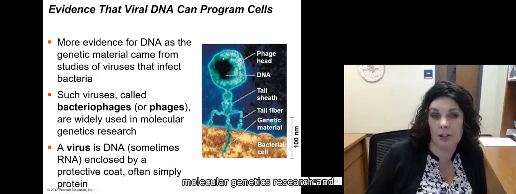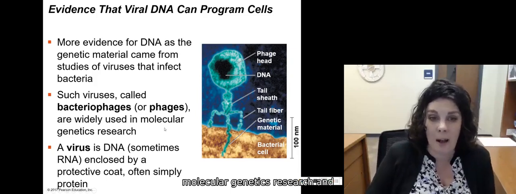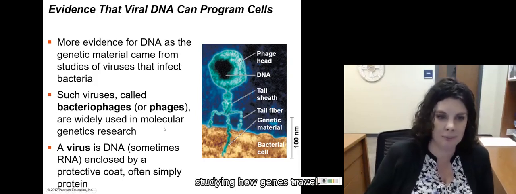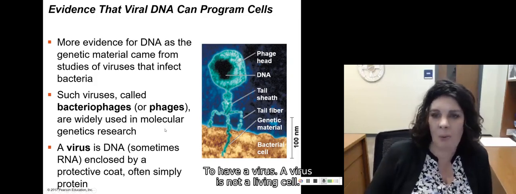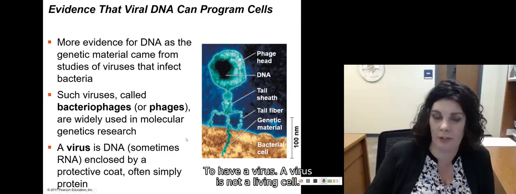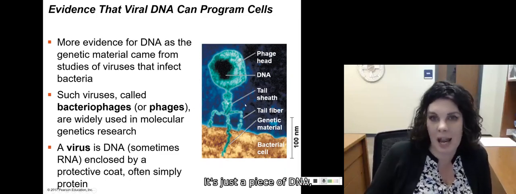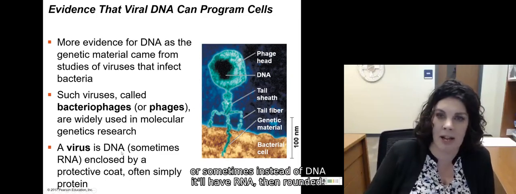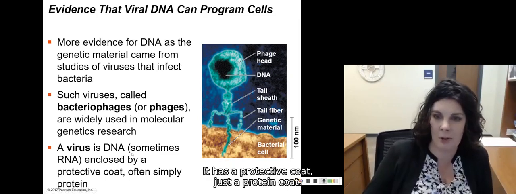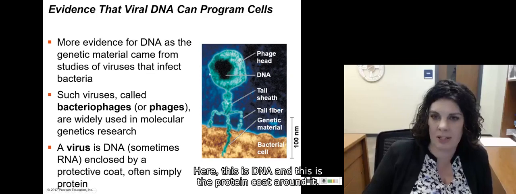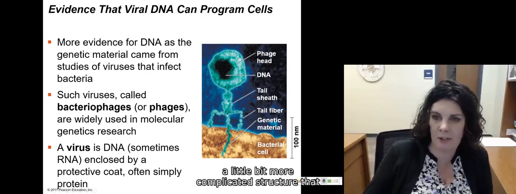And these viruses are used a lot in molecular genetics research and studying how genes travel. So a virus is not a living cell. It's just a piece of DNA, or sometimes instead of DNA it'll have RNA, and then around it has a protective coat, just a protein coat. So here, this is DNA, and this is the protein coat around it.